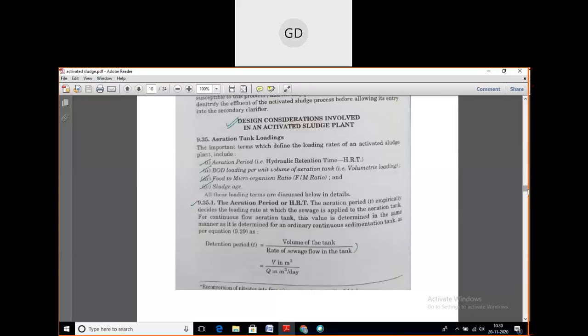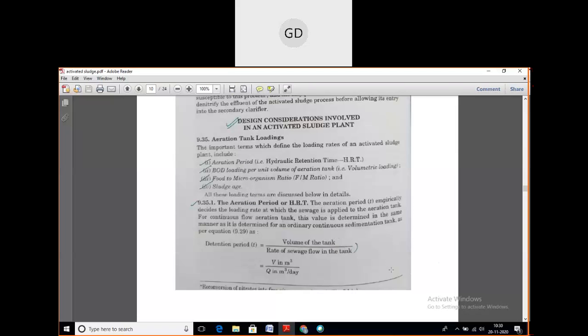This aeration period is also known as your hydraulic retention time. Just now in the video they have told about all these things, but let us see about the formulas. So your first one is your aeration period, that is your hydraulic retention time, and in short it is written as HRT. Okay, let us see what HRT is.